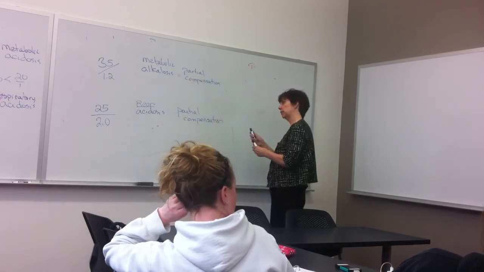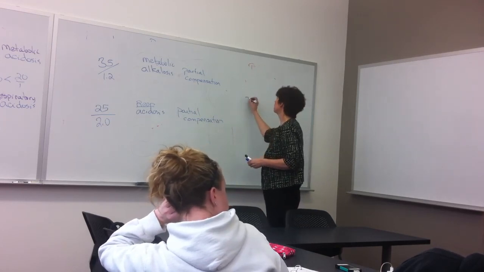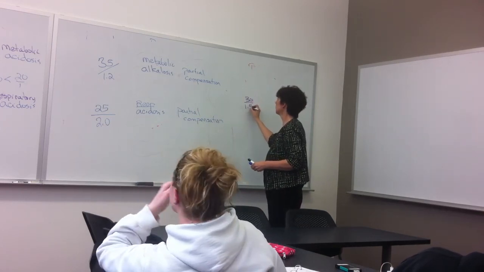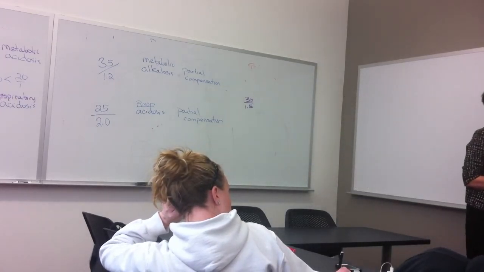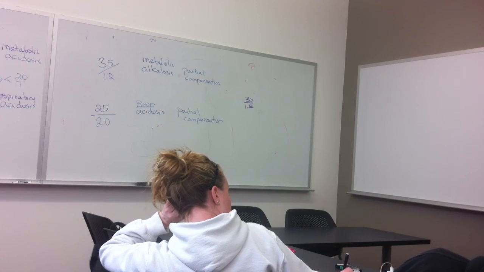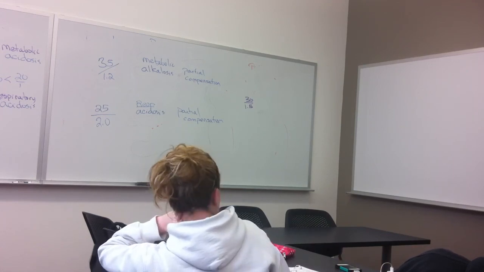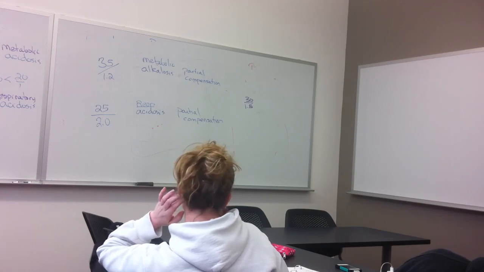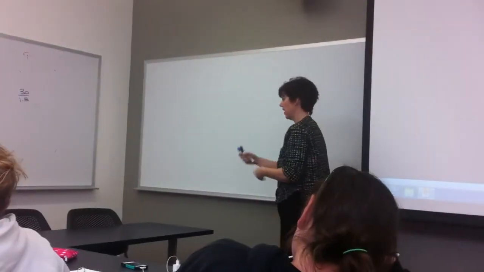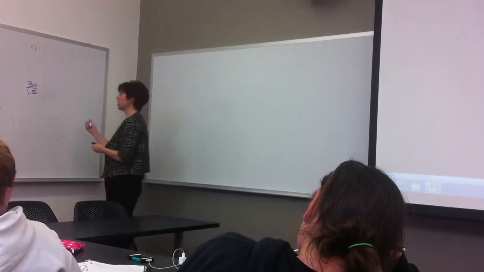Okay, what if I have a number that looks like that? My ratio greater than 20 or less than 20 to 1? It's the same. It's exactly 20 to 1. Half of 20 is 10, half of 1 is 5. So I've increased each by the same amount. This is full compensation. My pH is 7.4.